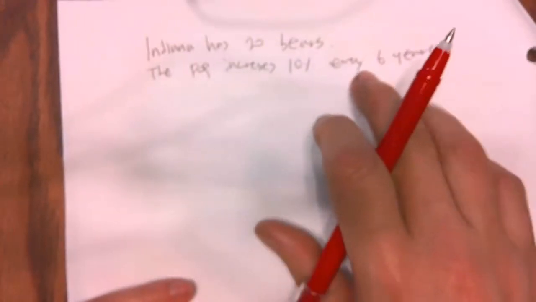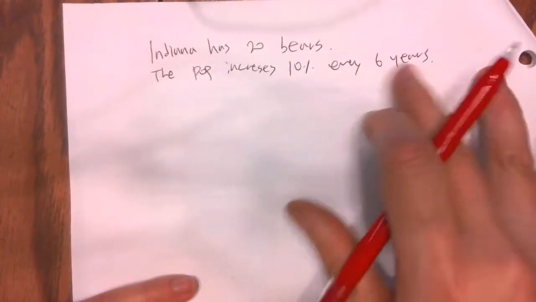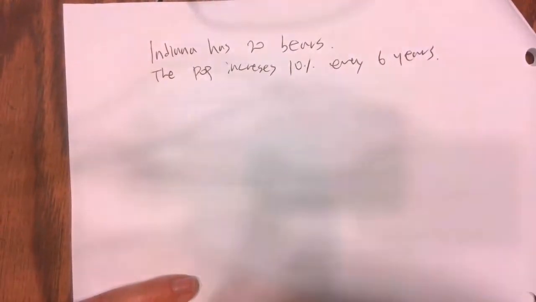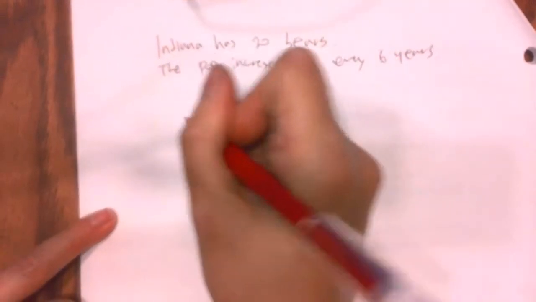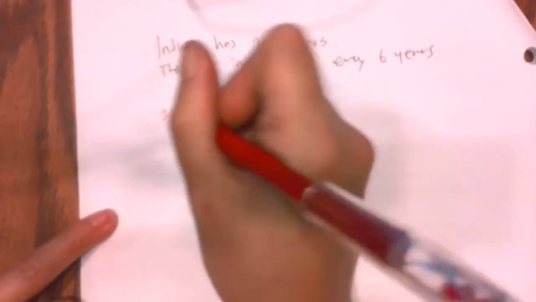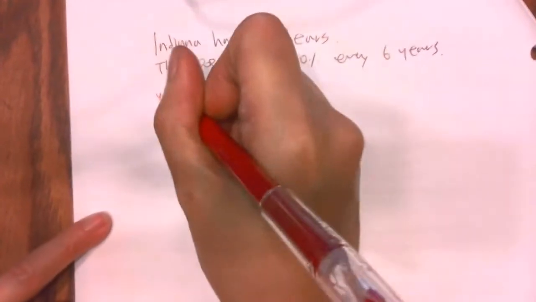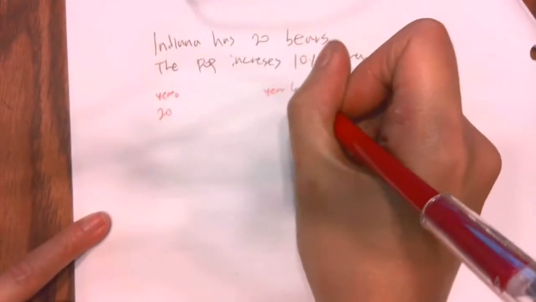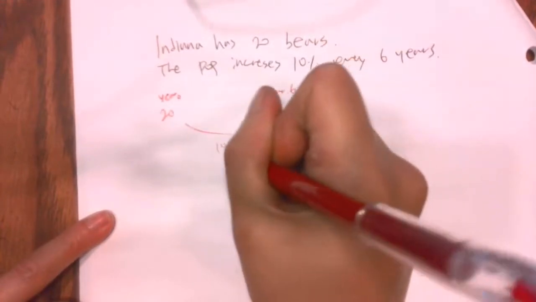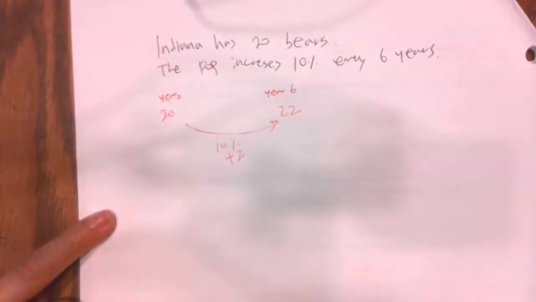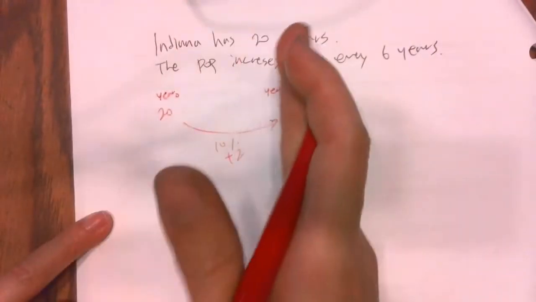Let's talk about it. Usually the other problems we've been doing have always said every year, every month, every day, but this is every 6 years. So how am I going to write it? Let me quickly describe what is happening. You start with the 20 bears, year 0. On year 6, there's going to be a 10% increase, which is 2 more bears. So there's going to be 22 bears. So it's not happening every year, it's every 6 years.